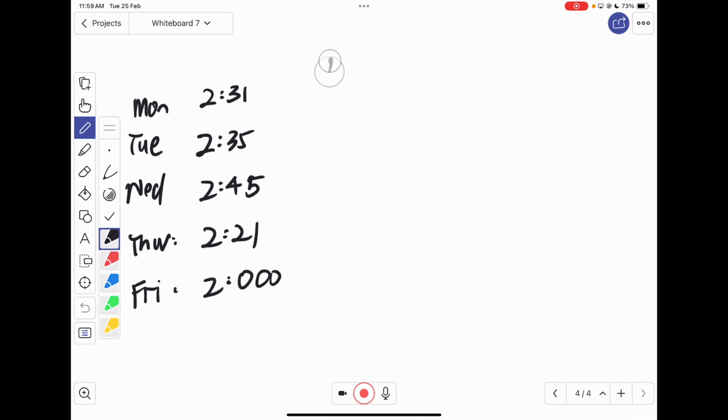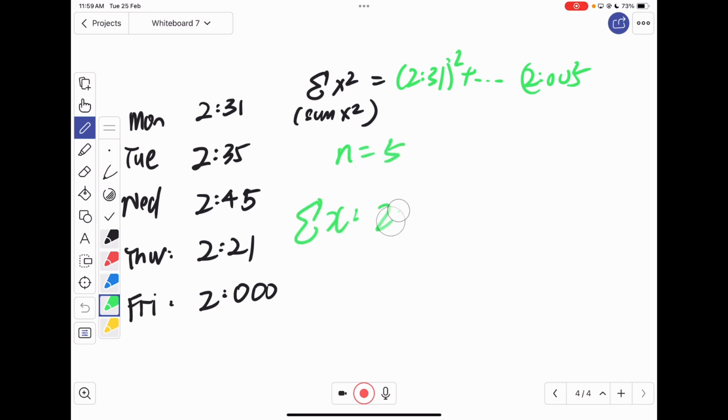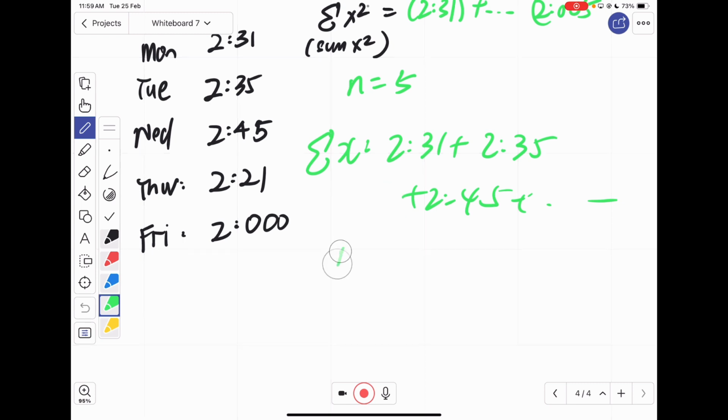So what's the summation of x square? Sum x square means I square each x and sum them. Let's pretend it's numbers. So this will be 231 square, and so on and so forth, plus 2 minutes square. You square all the numbers. What is n? n is 5, your number of data. What's the summation of x? You add up 231 plus 235 plus 245, and so on. When you do summation x divide by n, you are finding the mean.